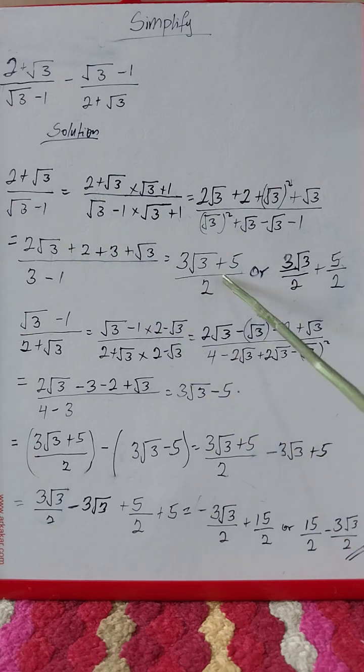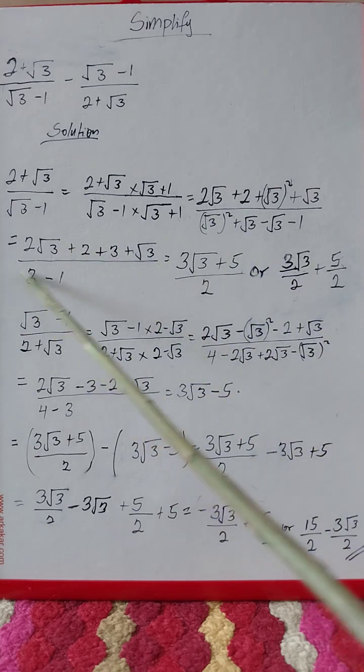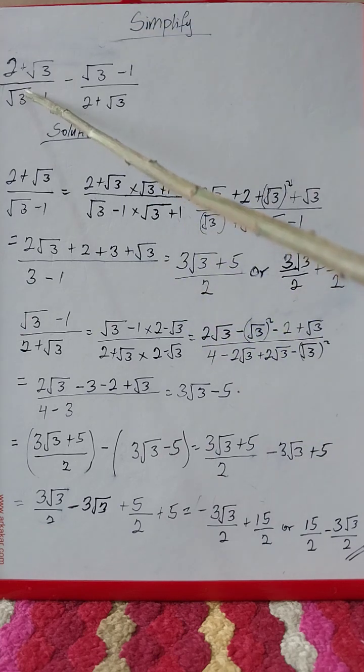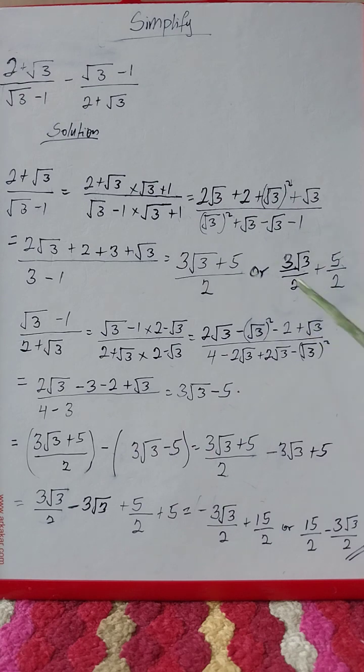2 plus 3 gives you 5. So 3 minus 1 gives you 2. So this is the answer we get for the first term, which can be simplified to 3 root 3 over 2 plus 5 root 3 over 2.